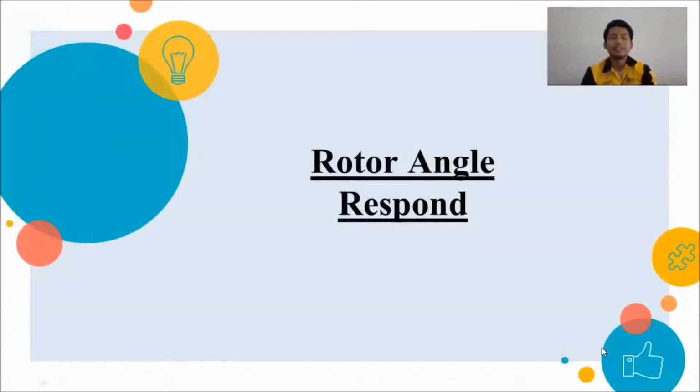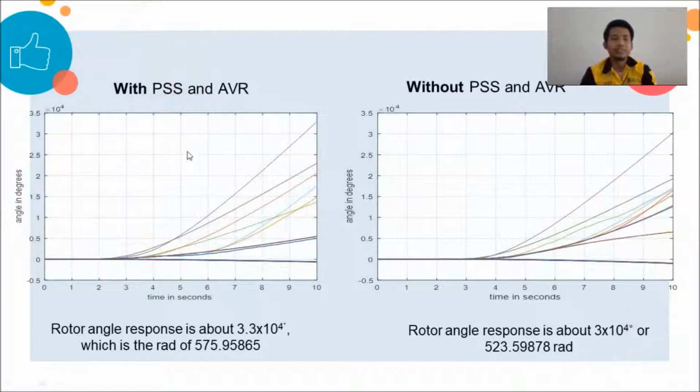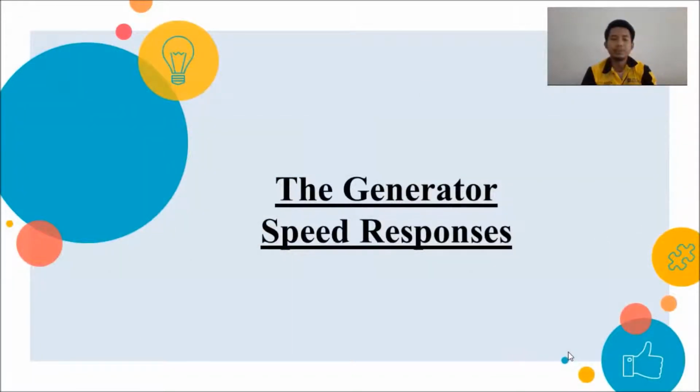Next is the rotor angle response. This is the graph with PSS and AVR, and the rotor angle response is about 3.3 times 10 to the power of 4, which is 575.95865 radians. And without PSS and AVR, the rotor angle response is about 3 times 10 to the power of 4, or 523.59878 radians.